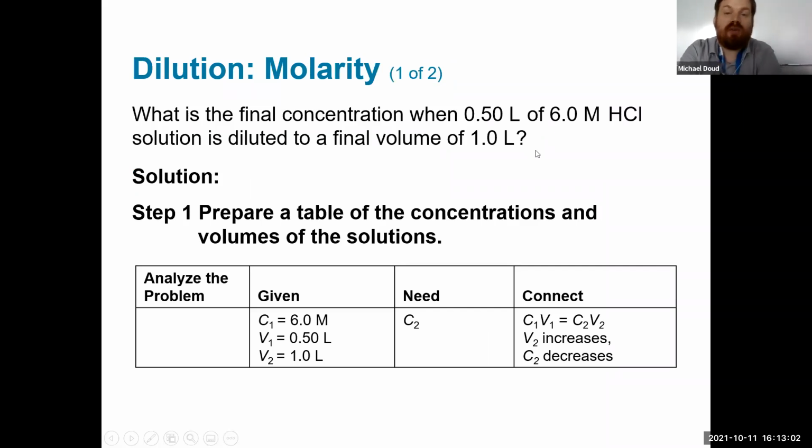Okay, so let's do an example problem using this equation. What is the final concentration when 0.50 liters of a 6.0 molar HCl solution is diluted to a final volume of 1.0 liters? Well, what are we given here? Our initial concentration was 6.0 molar, and our initial volume was 0.50 liters. Okay, that's great. Now, our final volume is 1.0 liters. All that we need to calculate for is the final concentration, C2.